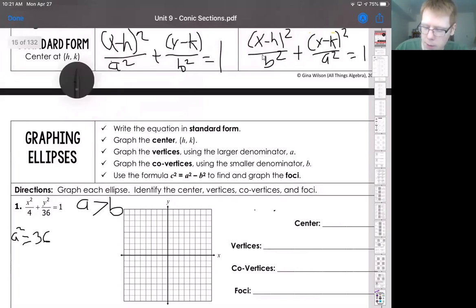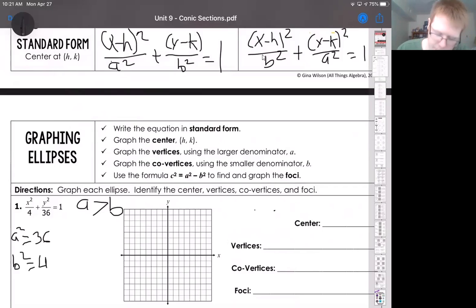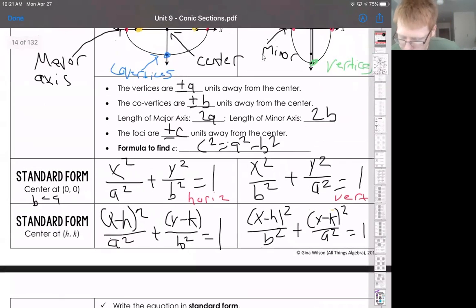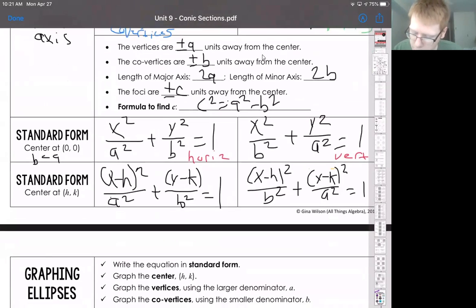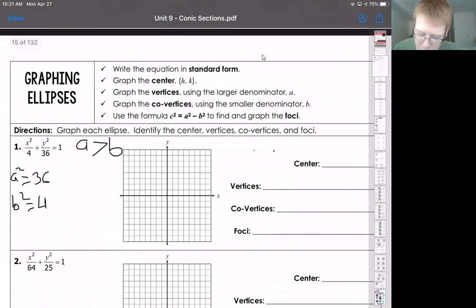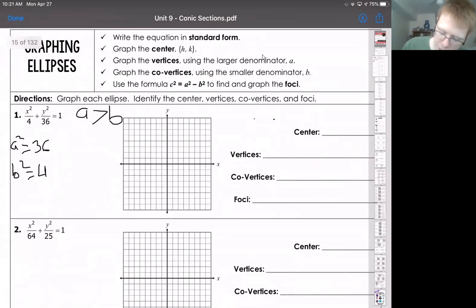Let me move this out of the way. And I know that my B squared would be the smaller one. Your B is always the smaller denominator. If you remember, above in the notes, we said that because we're going to be trying to find our vertices and co-vertices to help us graph this, our vertices are plus or minus A units away, our co-vertices are plus or minus B. So one thing to notice is we're not talking about it in terms of A squared or B squared. So we want to take the square root of these.